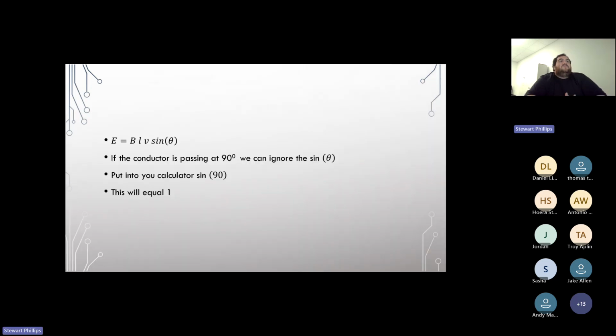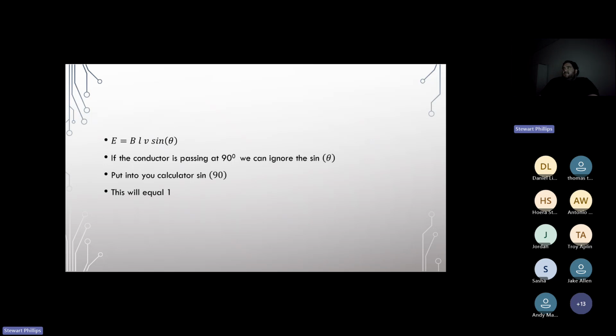Cool. So E equals BLV sine theta. If the conductor is passing at 90, we can ignore the sine theta. So you put it into the calculator as sine 90. This will equal 1. Speed is always measured in meters per second. So if you get it in any other format, you'll need to convert it to meters per second.